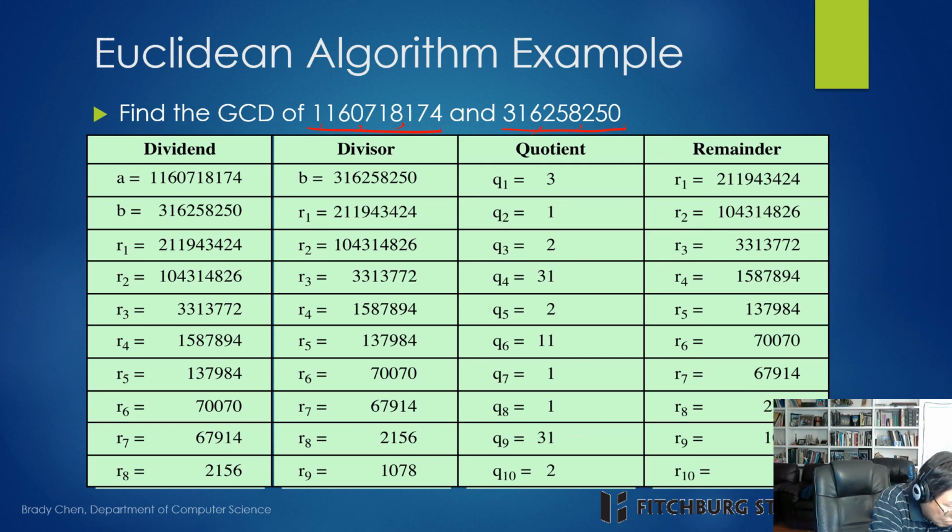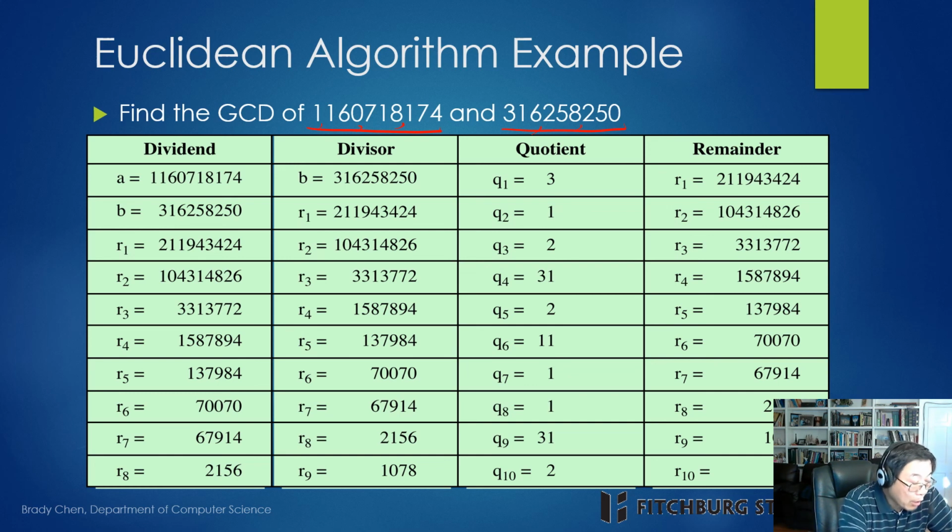316,258,250. That's a huge number. Now let's find the greatest common divisor of these two numbers. If we don't use the Euclidean algorithm, think about this. To find the greatest common divisor of these two numbers, the first thing we need to do is find the list of divisors for the first number and the list of divisors for the second number, and then we compare the lists of divisors of both numbers and find the common divisors and also the greatest common divisor, right? That's a lot of work.